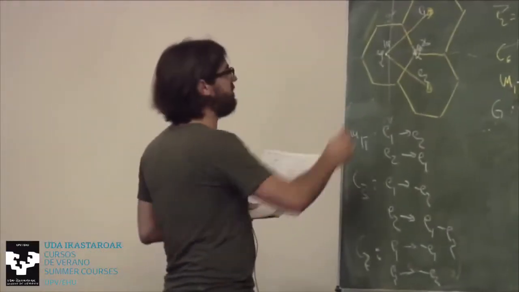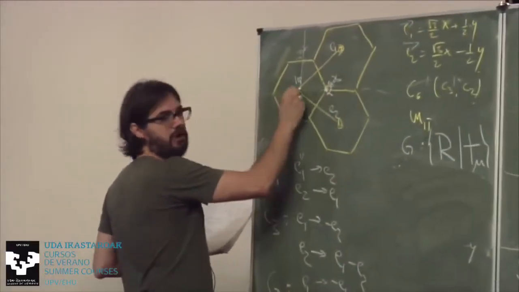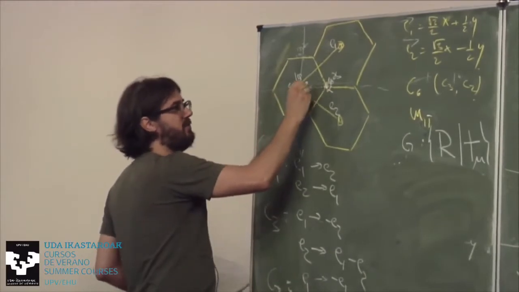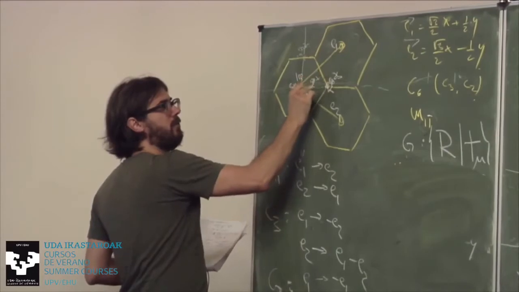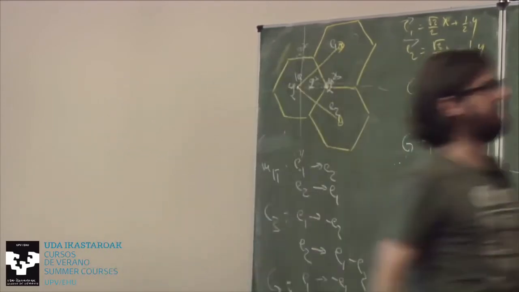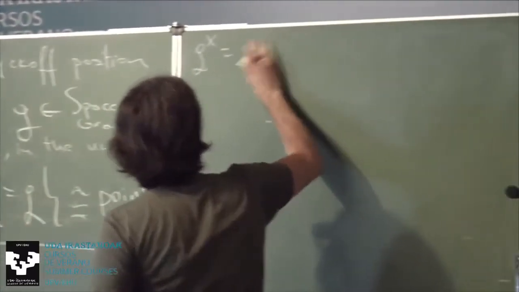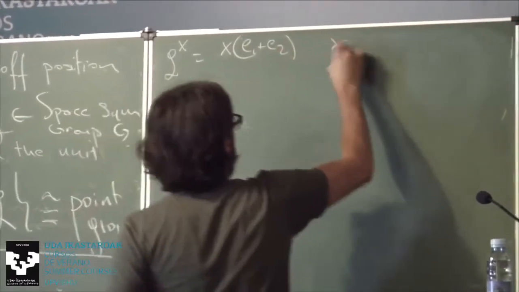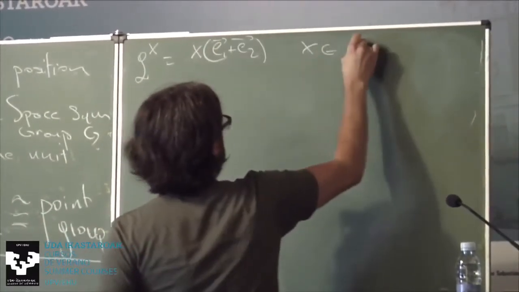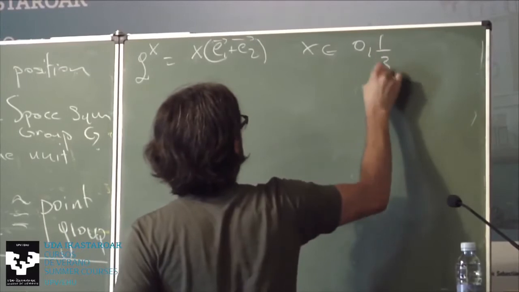Now, there's another Wick position that I'm going to be talking about. And this is the Wick position connecting these two sides. So I draw a line here, and I put a Wick position here, call it QX. And QX is the Wick position X E1 plus E2, where X varies from 0 to 1/3.